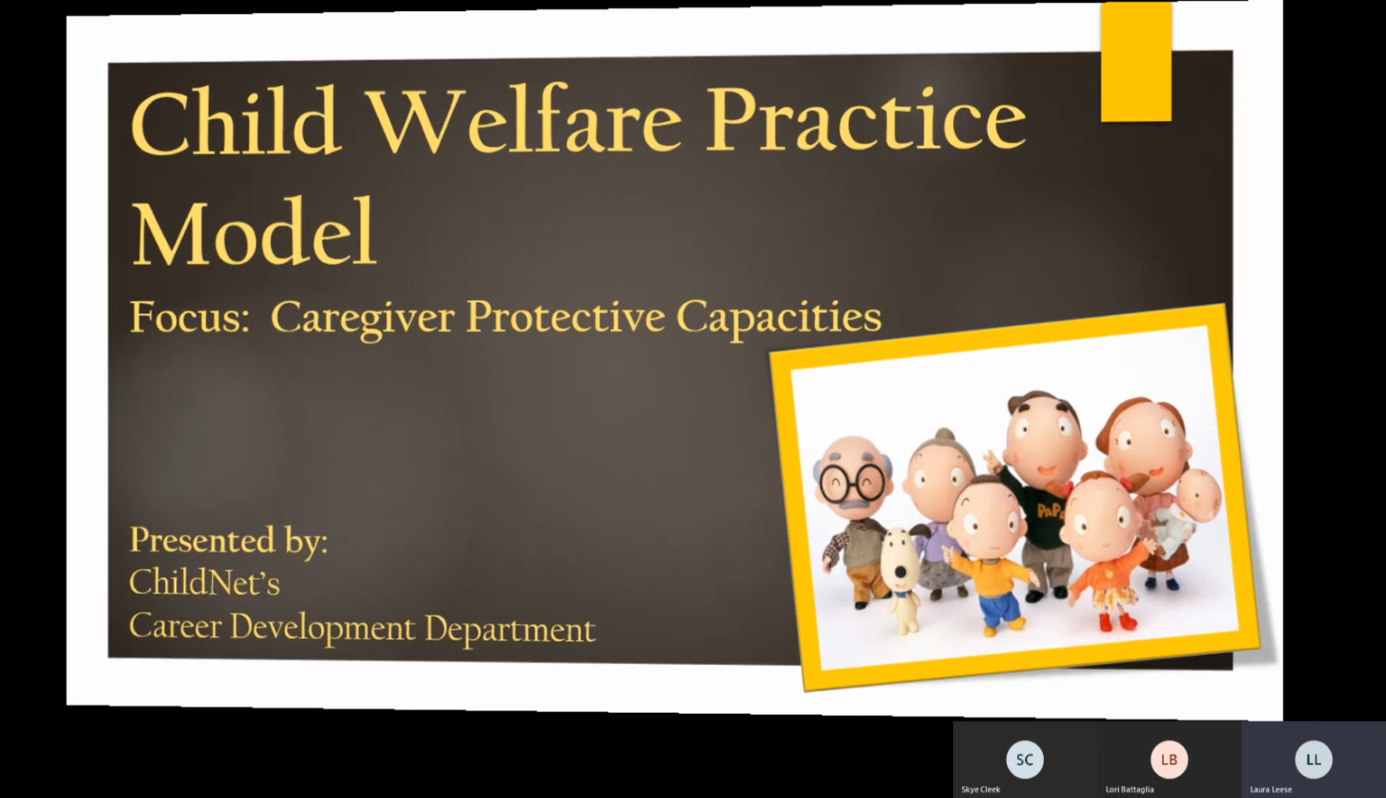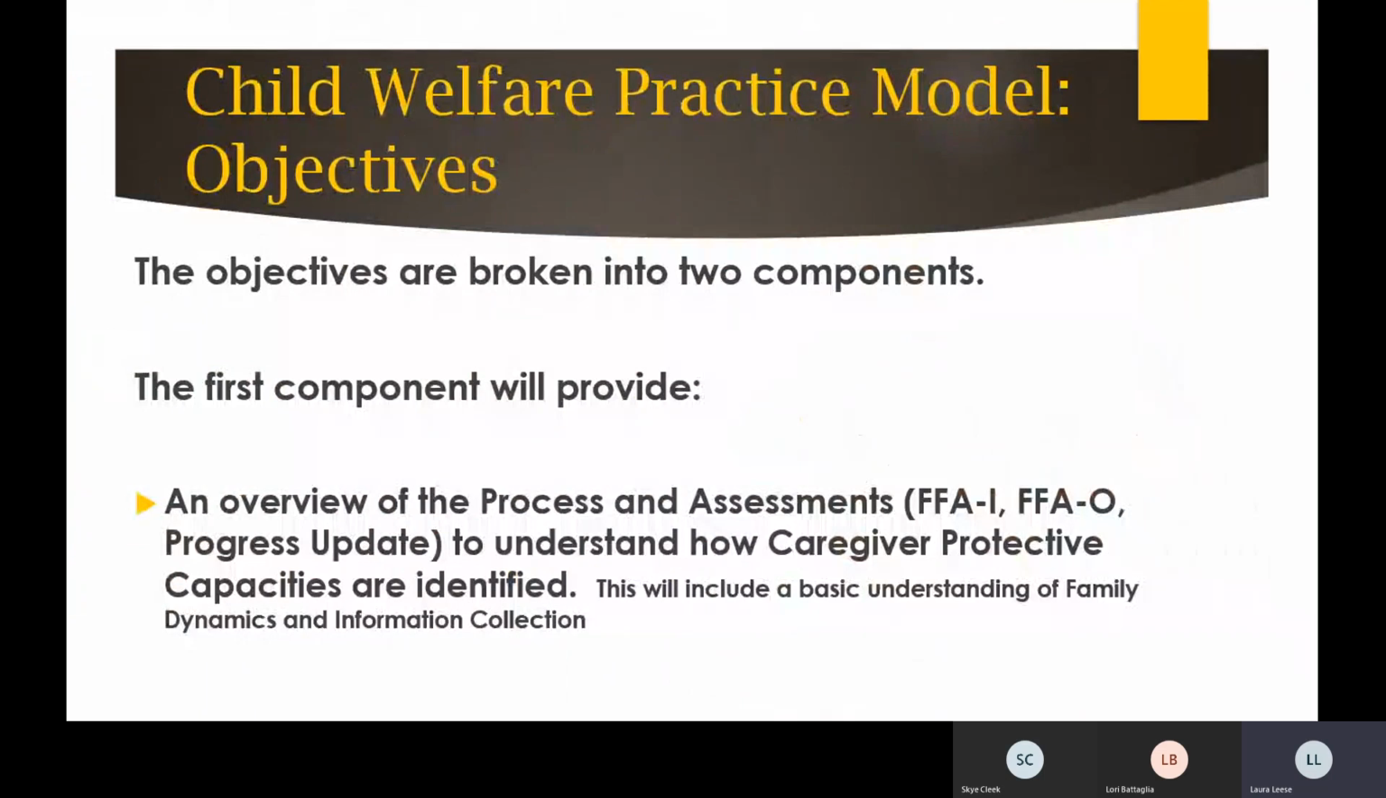I'd like to go ahead and also let you know we have a couple of objectives as well as agendas, and we've broken it down into two components. The first component that we're going to go over is an overview of the process and the assessments that are completed within the child welfare practice model. We're doing this so that you can have a high-level understanding of how the caregiver protective capacities are identified. As noted, it will include a basic understanding of the family dynamics as well as the information collection.